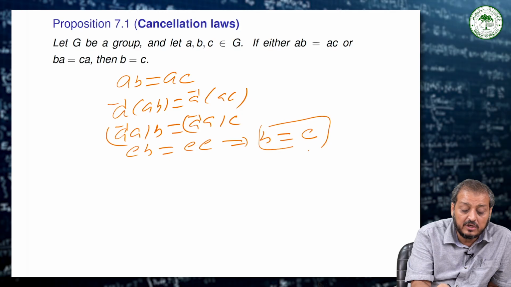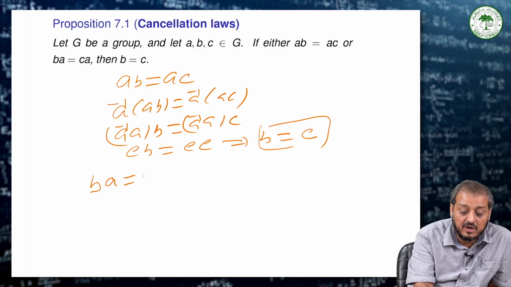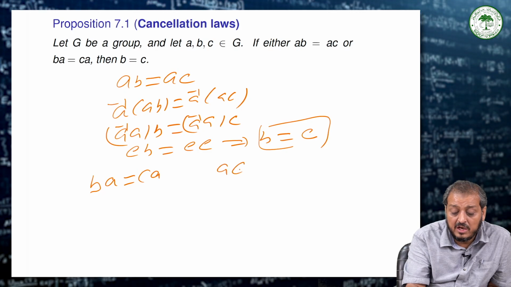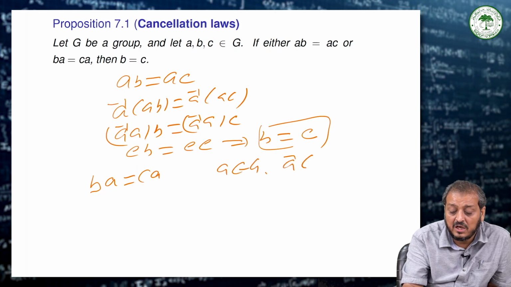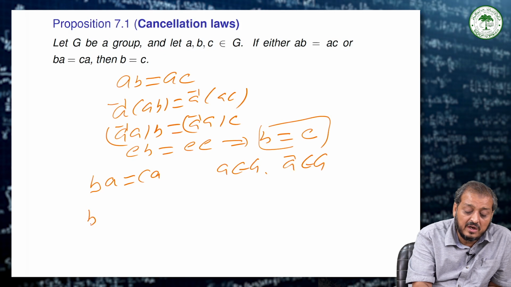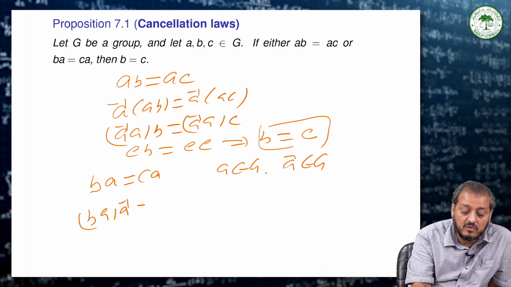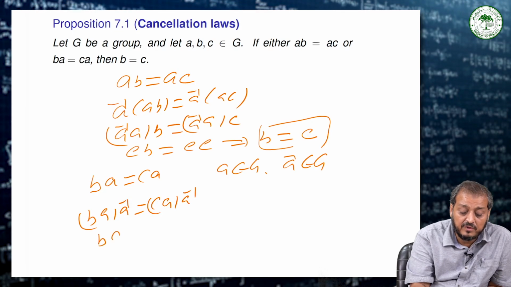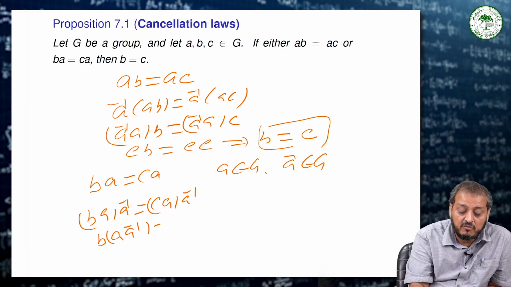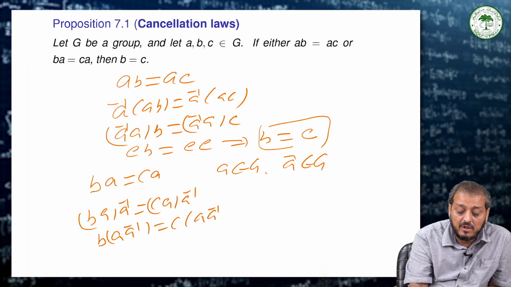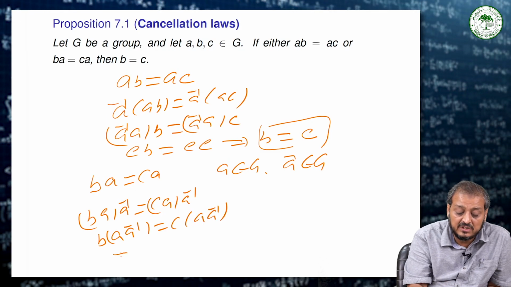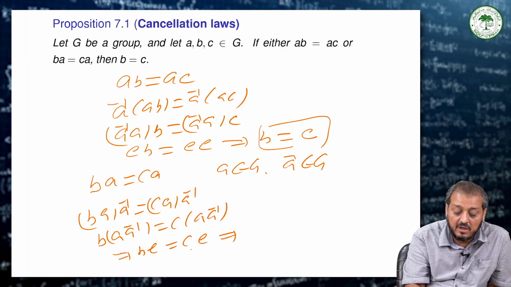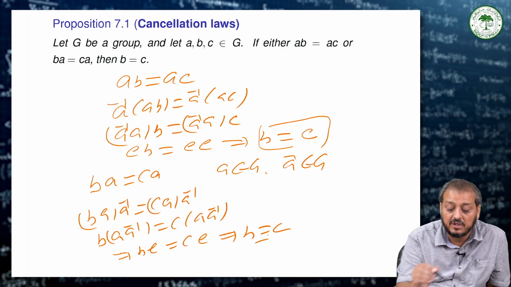Similarly, for the case BA is equal to CA, A is an element of G, then A inverse is also an element of G. So we can write BA A inverse is the same as CA A inverse, then by the associativity condition we can say B(A A inverse) equals C(A A inverse), and then this is equal to B times the identity element, C times the identity element, so this is equal to B is equal to C.